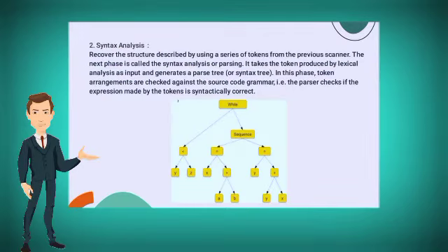Second, syntax analysis. Recover the structure described by using a series of tokens from the previous scanner. The next phase is called syntax analysis or parsing. It takes the tokens produced by lexical analysis as input and generates a parse tree or syntax tree. In this phase, token arrangements are checked against the source code grammar. That is, the parser checks if the expression made by the tokens is syntactically correct.